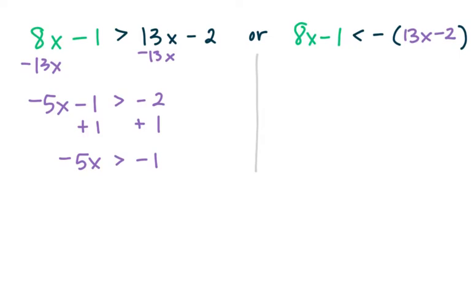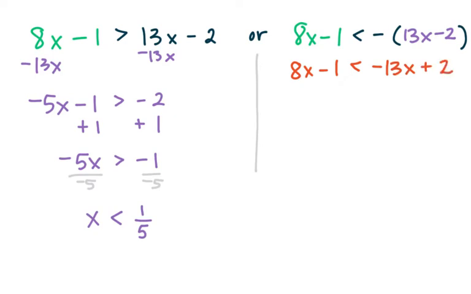Dividing by negative 5 on both sides. What happens when we divide by a negative number? The inequality changes direction, that sign changes direction. So I have x is less than positive 1/5. Let's look at the other side. Here I have 8x minus 1 is less than negative 13x plus 2.